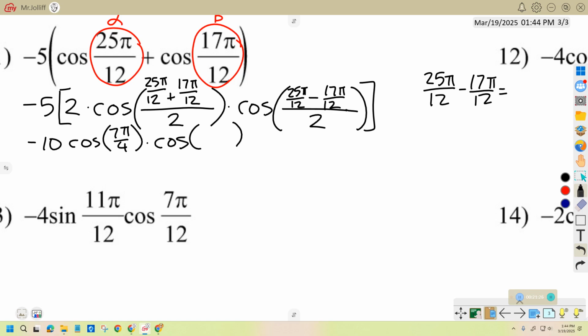And first question, 25 minus 17. Is that 8? Okay. So 8 pi over 12. That's less scary. What are 8 and 12 both divisible by? 4, yeah. So that's a 4, that's a 4. So that's going to become 2 pi over 3, and that was all over 2.